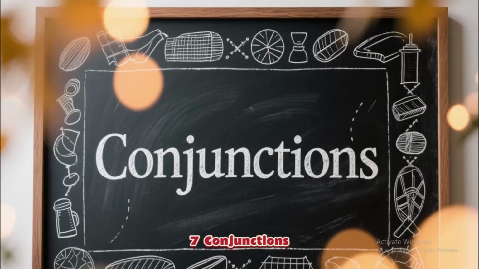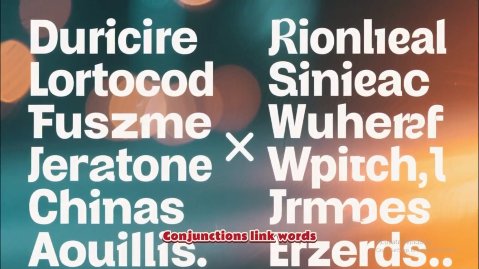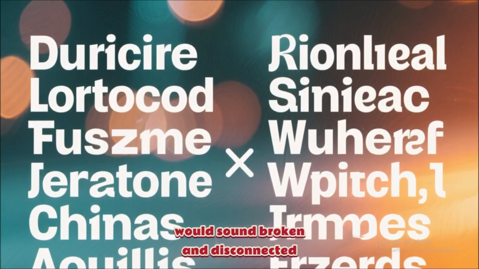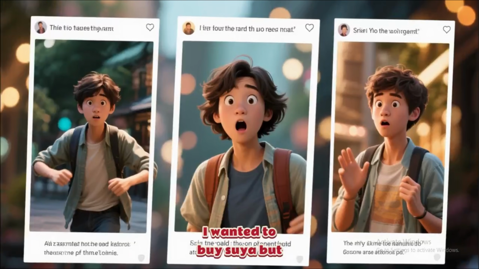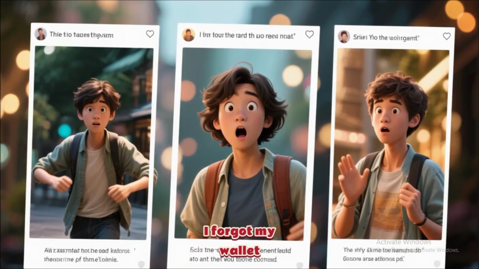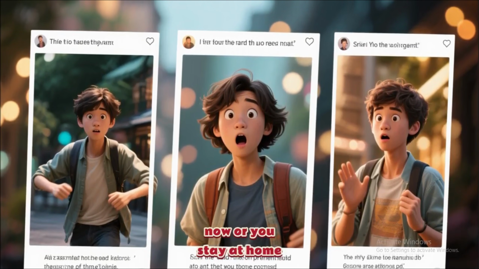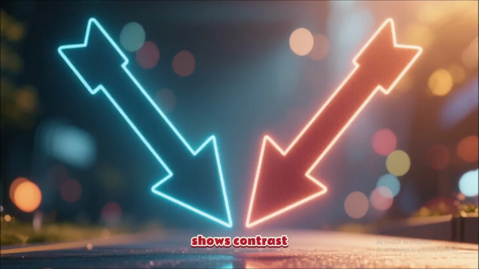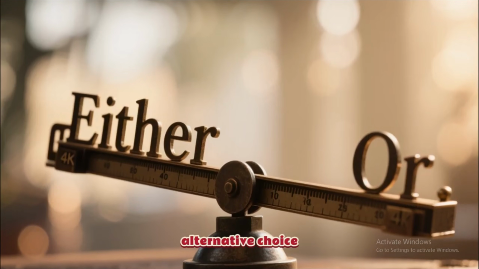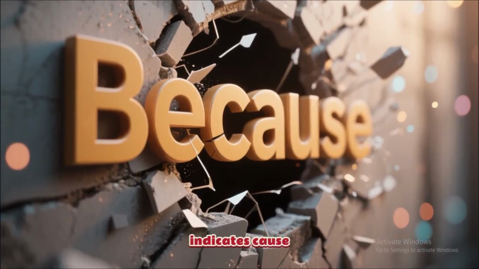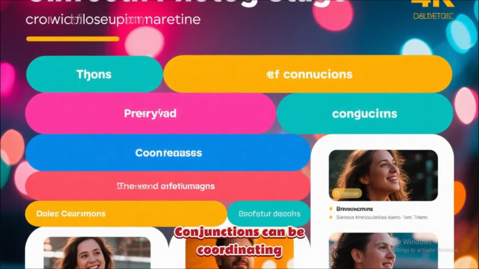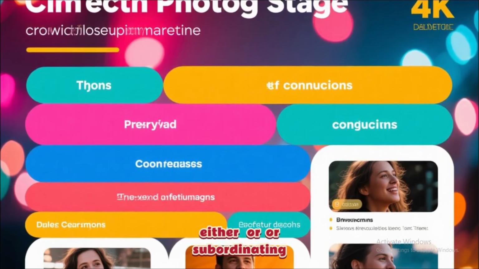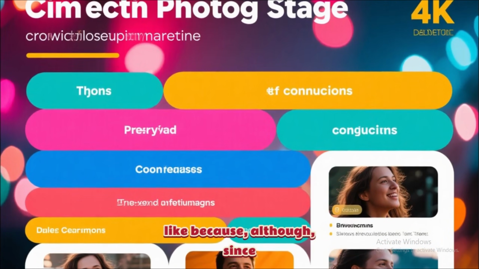7. Conjunctions. Definition. Conjunctions link words, phrases, or clauses. Without them, sentences would sound broken and disconnected. Examples: I wanted to buy suya but I forgot my wallet. Either you come now or you stay at home. The baby slept because the light finally came. Explanation: but shows contrast. Either or shows alternative choice. Because indicates cause. Conjunctions can be coordinating, like and, but, or; correlative, like both and, either or; or subordinating, like because, although, since.